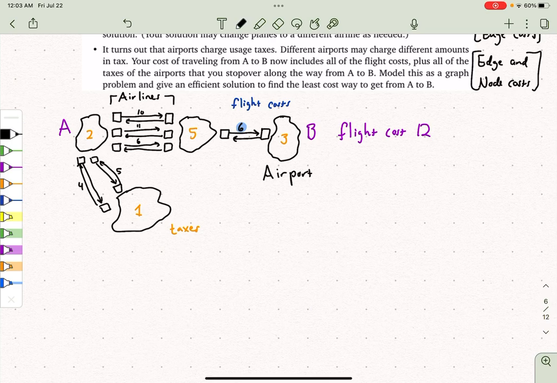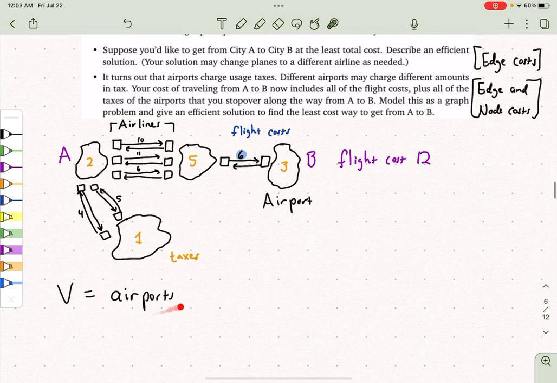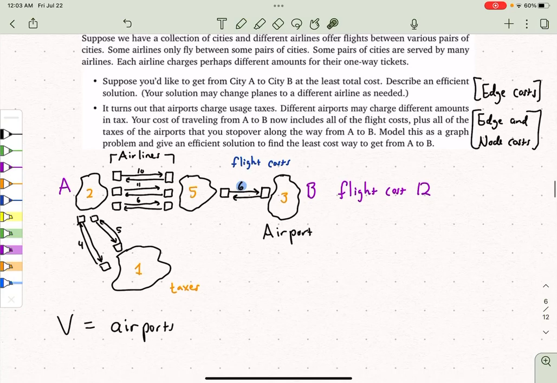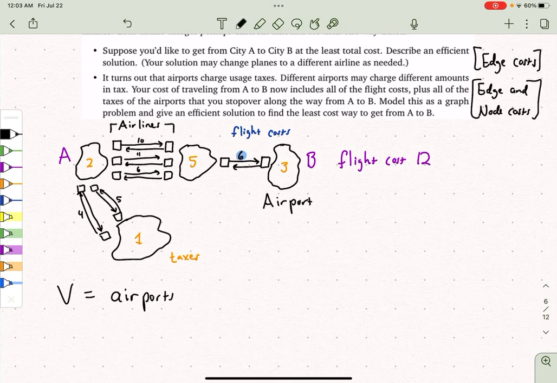So let's model this as a graph problem. We have V equals all the possible airports. I said these were cities, but for this problem, they're technically airports, all being in different cities. So for V, we have a different vertex for each airport. And for simplicity, let's just say there's N airports, and we label them 1 to N. These are the labels.